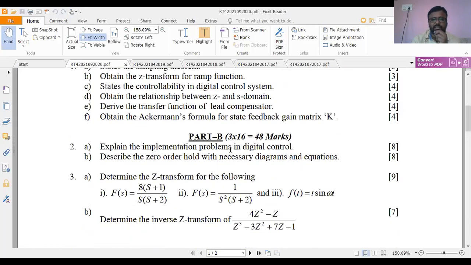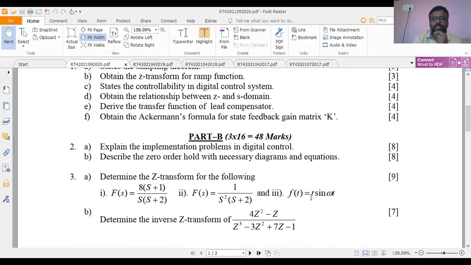And coming to the essay questions, determine the Z transform for the following: F of s is equal to 8 into s plus 1 divided by s into s plus 2; F of s is equal to 1 divided by s square into s plus 2; and f of t is equal to t into sine omega t.